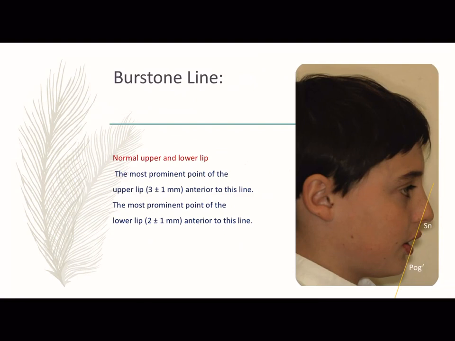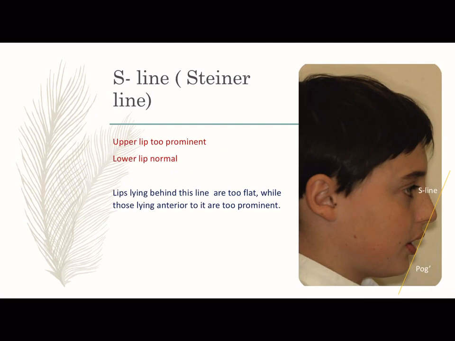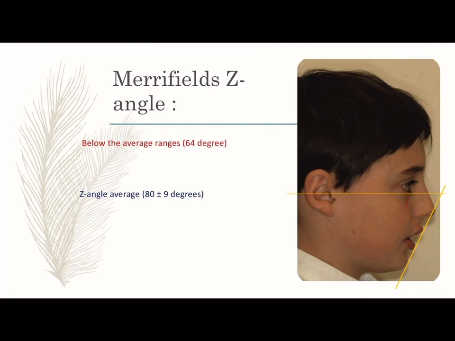Burstone line is drawn from pogonion to subnasal, and in this case the upper and lower lip are normal. S-line is also drawn from pogonion to the curvature between subnasal and pronasale. Here the upper lip is slightly anterior to this line, so it is protrusive, while the lower lip is normal. Z angle, here for this case, is 64, which is below the average.